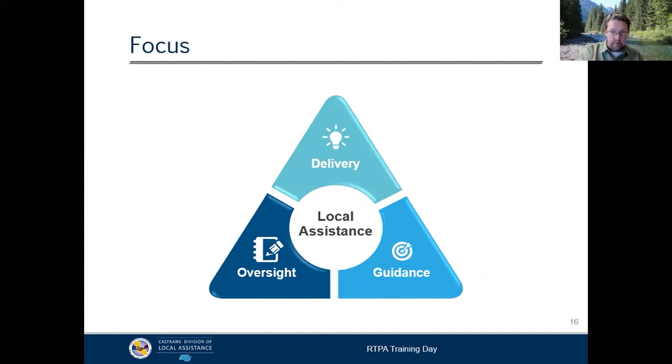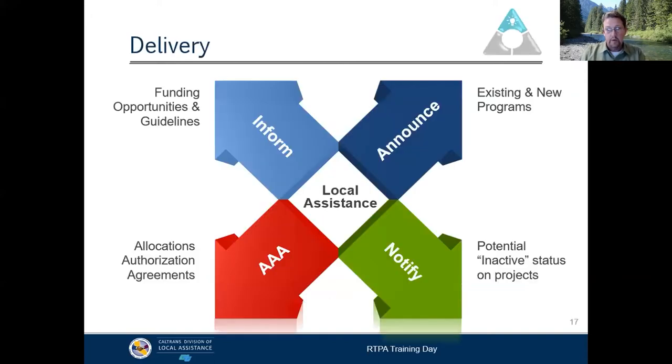And so we have three core functions that we do. Obviously, we assist you in delivering your projects. We provide oversight to make sure that the delivery process and all the rules is going well and all the requirements are being met. Then we provide guidance to make sure that those requirements are clear to follow, as it were, okay? And we do that in several different ways, as we're gonna talk about through the rest of the program today, okay? We actually do your allocation authorization agreements, right? We make the money flow.